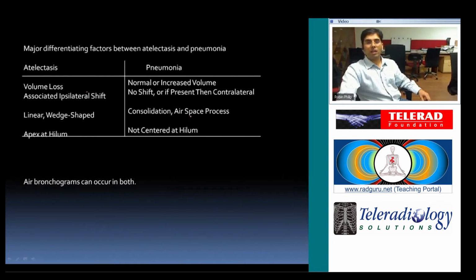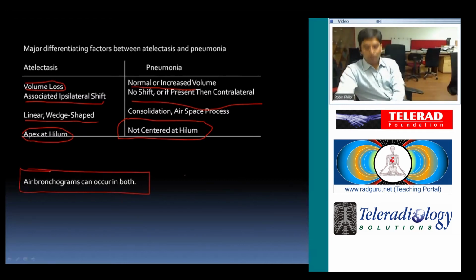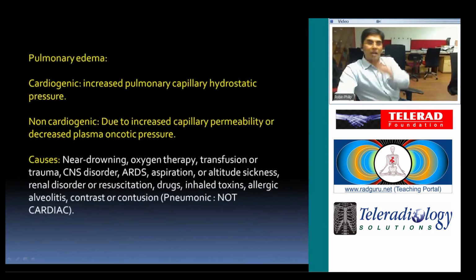So some of the major differences you can see: there's volume loss in atelectasis, whereas no volume loss with pneumonias. And then associated ipsilateral shift, because of the volume loss there may be shift of the mediastinum, whereas with pneumonias you won't see that. And then these are usually linear, wedge shaped with their apex at the hilum, whereas the pneumonias may not be so. And then air bronchograms are not specific, they can be seen in both pneumonia and atelectasis.